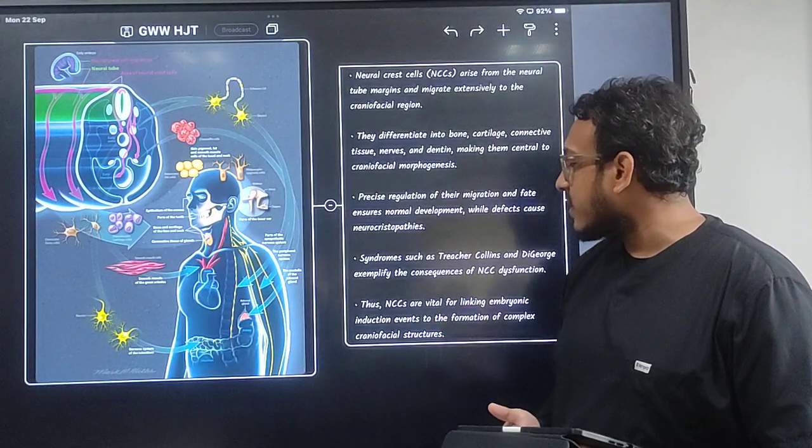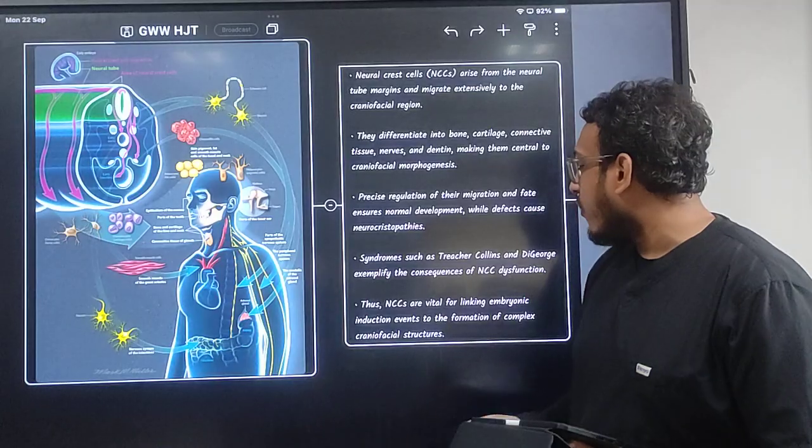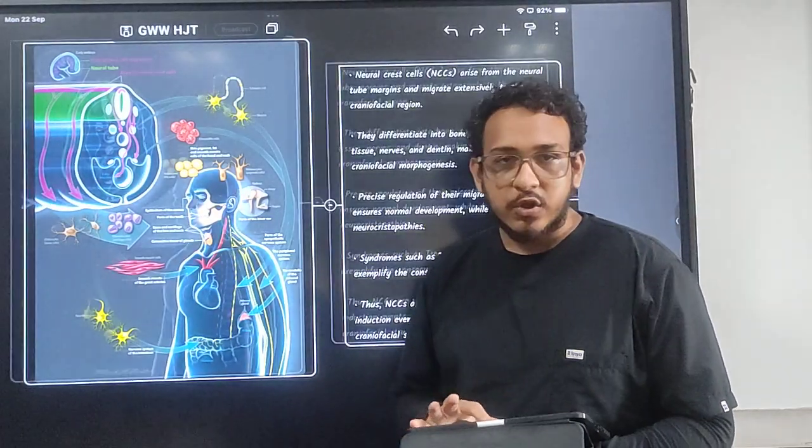Thus, neural crest cells are vital for linking embryonic induction events to the formation of complex craniofacial structures. So that is it for the topic.